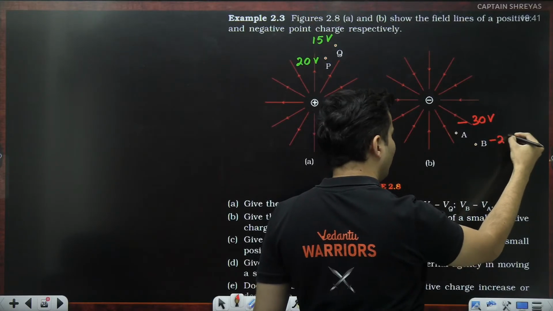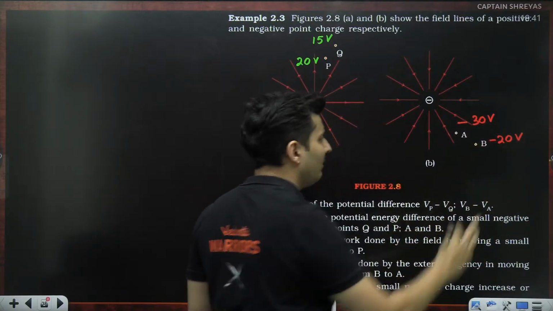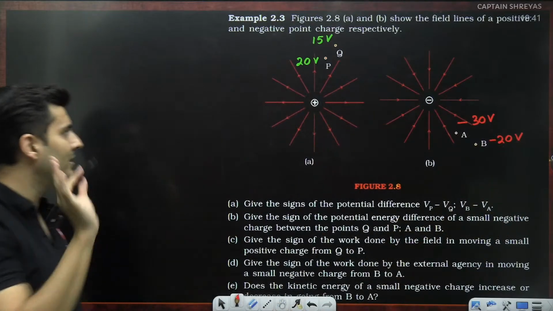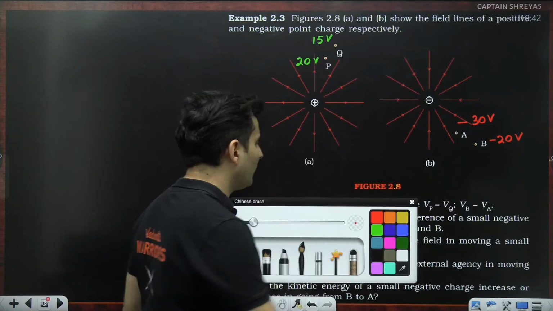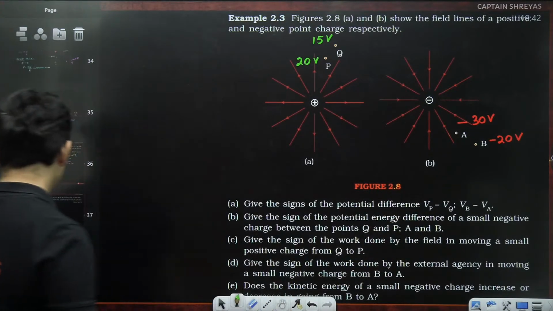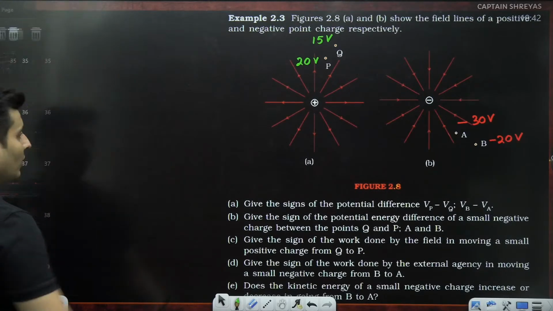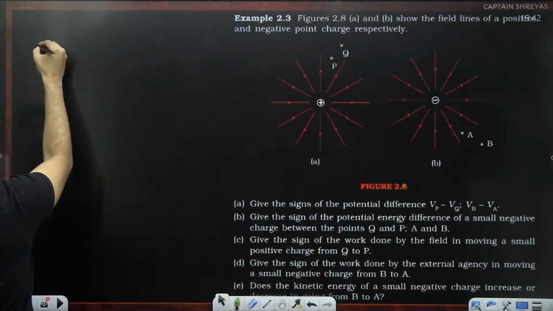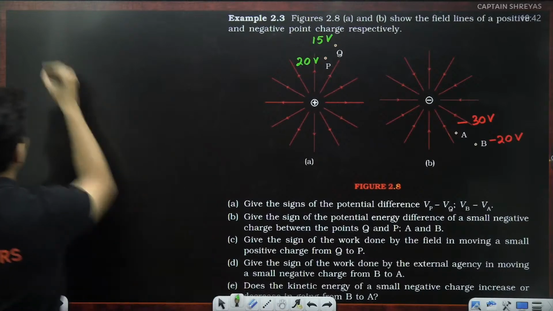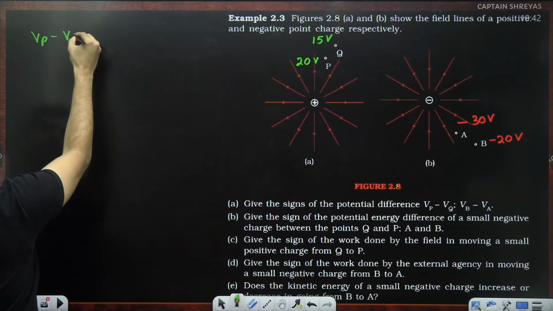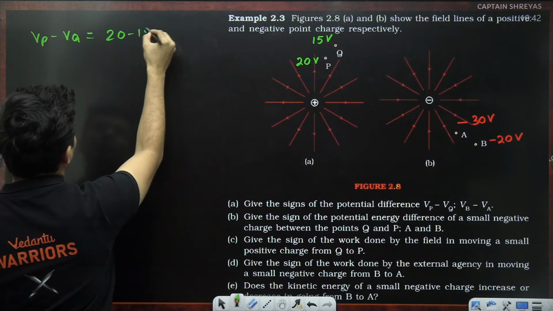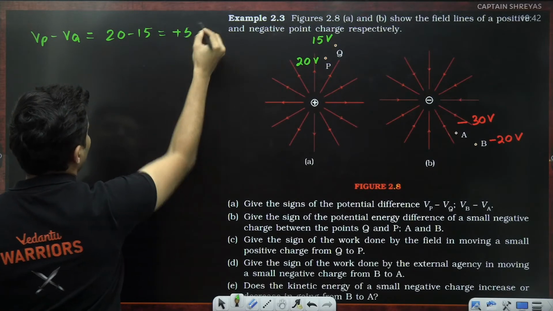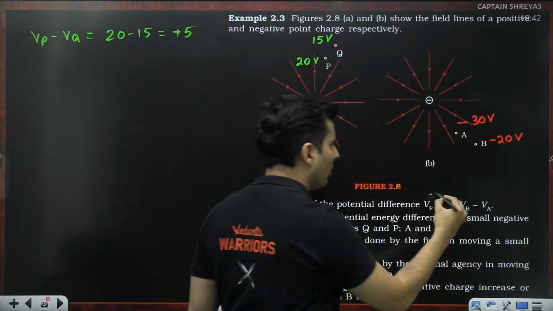Let's say it becomes minus 20 volts. I have taken some examples for our understanding. Give the sign of potential difference Vp minus Vq. Let me just create a duplicate of this. So if I do Vp minus Vq, what will happen? It will be 20 minus 15, which is basically plus 5. So this will be positive, guys.